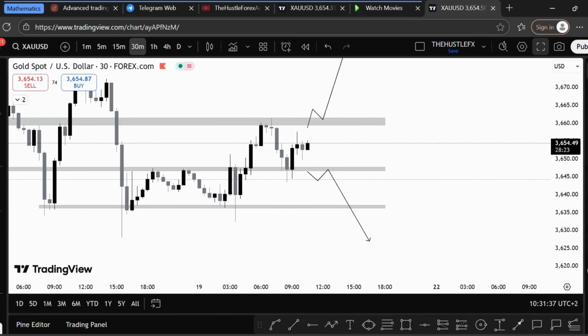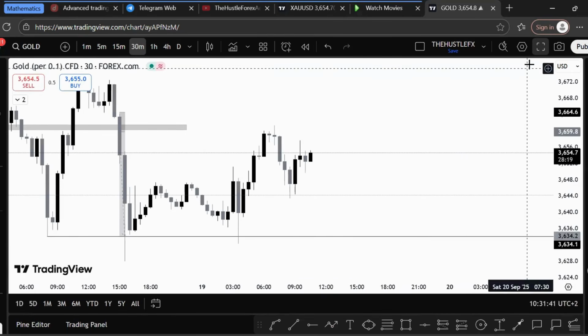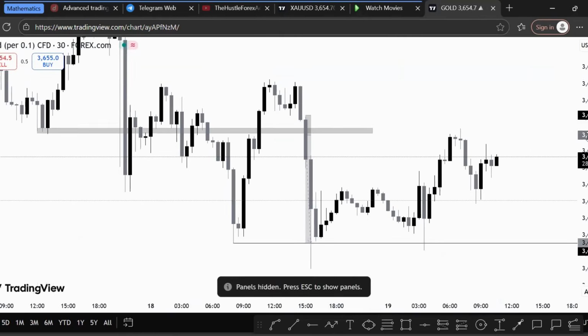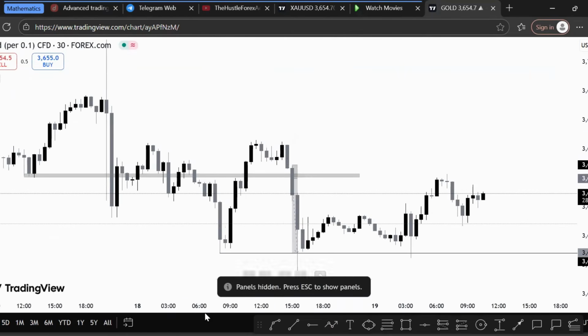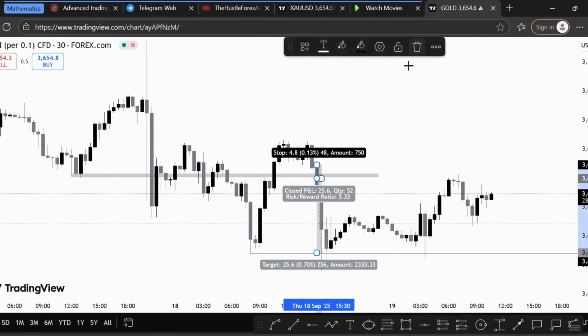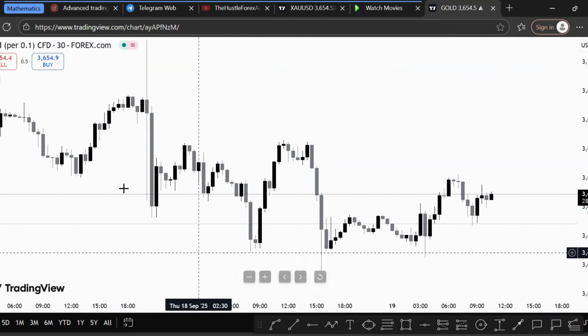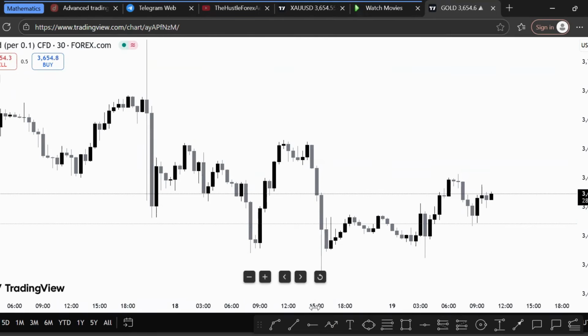Let me not take this one. Let me take this one. Even yesterday's entry, which by the way we lost the trade, is something that had me go back to the drawing board, and I was like, hey, how did I miss everything? What made me lose the trade, right?